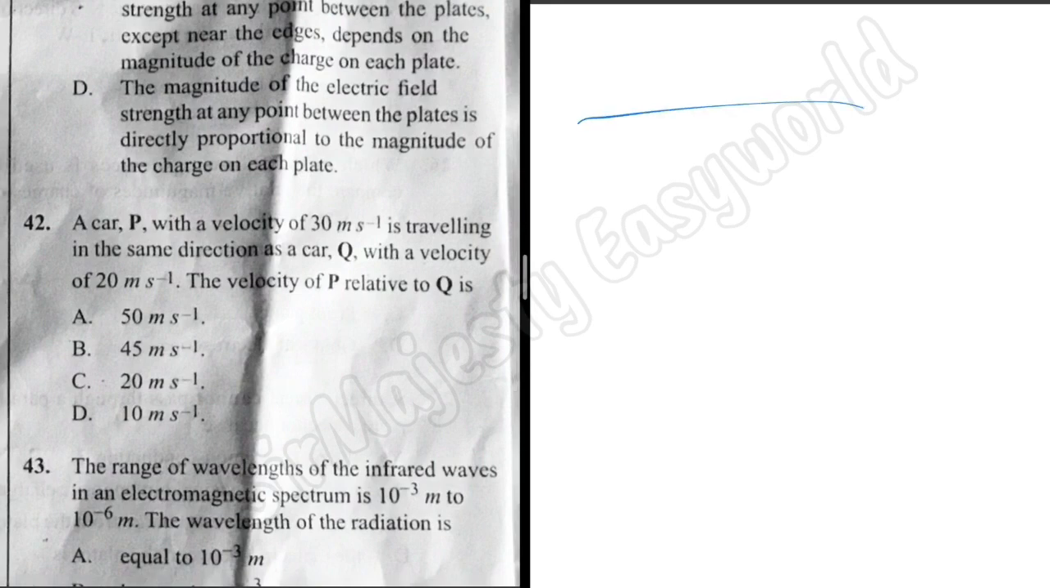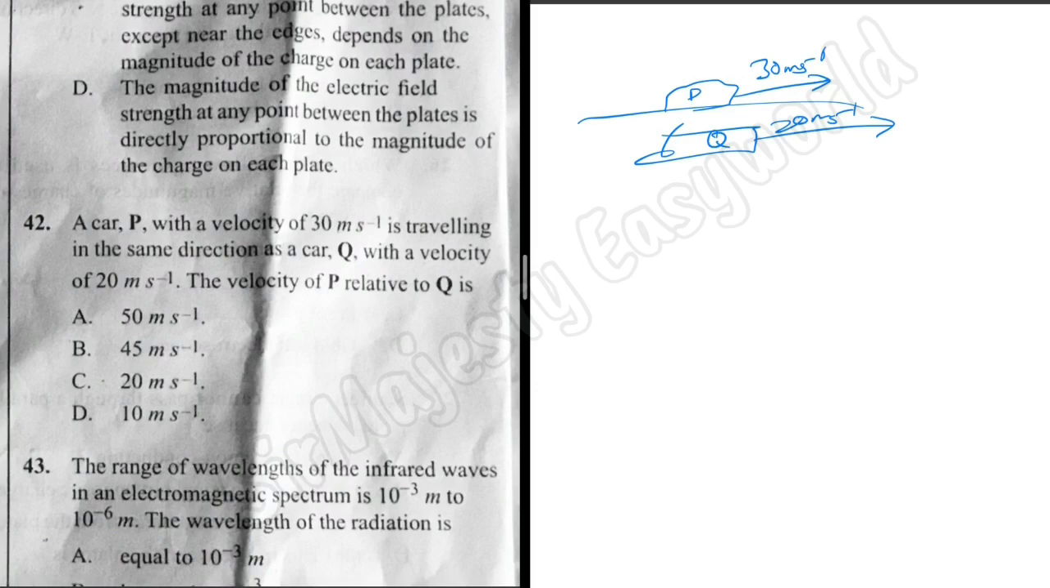So the answer to this question is C. So the next question is, a car P with a velocity 30 meters per second is traveling in the same direction as a car Q with velocity 20 meters per second. The velocity of P relative to Q is what?